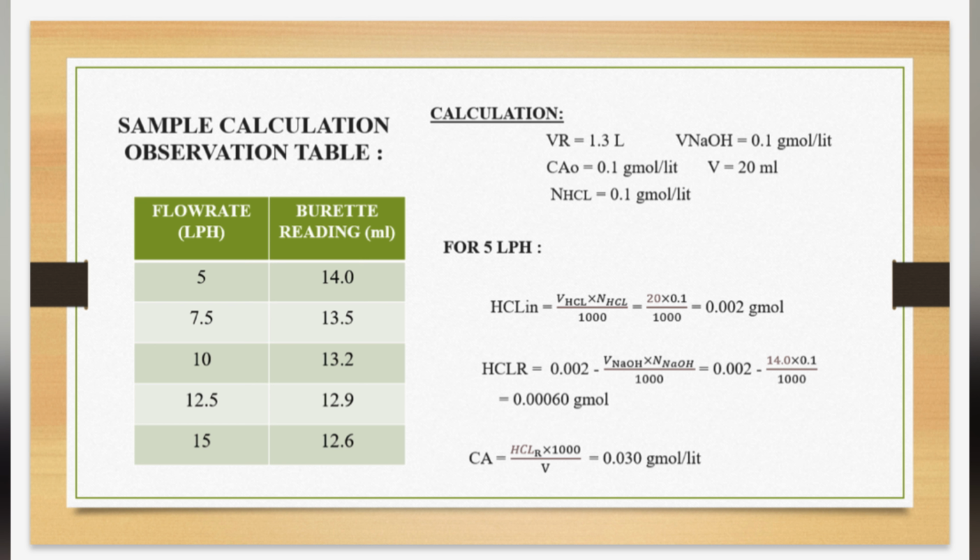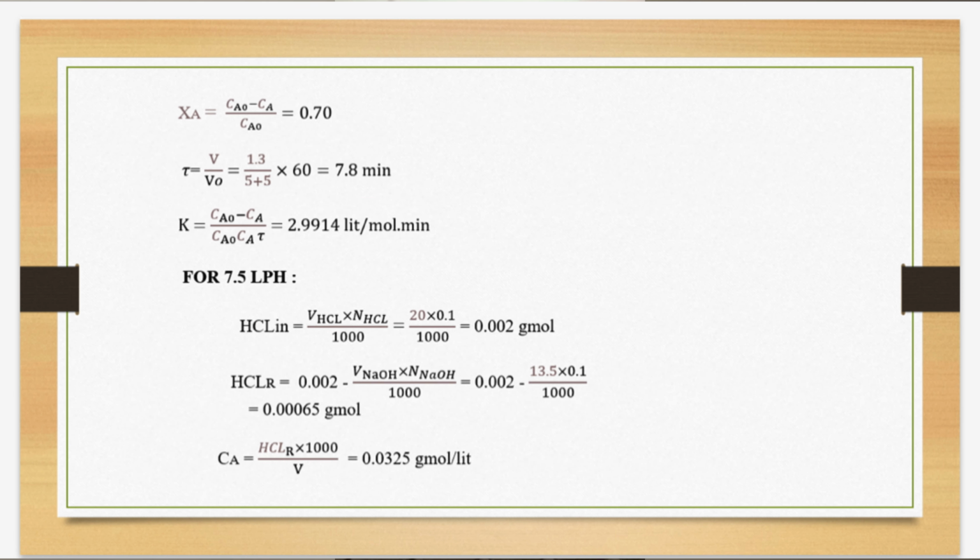HCl reacted comes out to be different. The calculation is performed for 5 lph. In this case also the value of HCl initial is 0.002 gram mole, but the value of HCl reacted comes out to be 6 into 10 to the power minus 4 gram mole. For this value of HCl reacted, the concentration of A is calculated, which comes out to be 0.030 gram mole per liter. For this value of concentration, the conversion is calculated, which is 0.70.